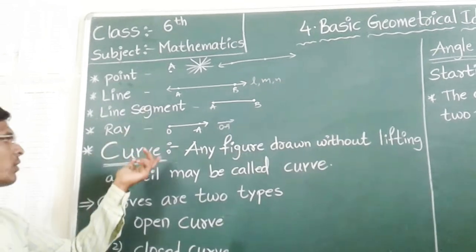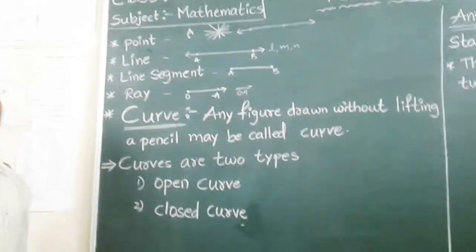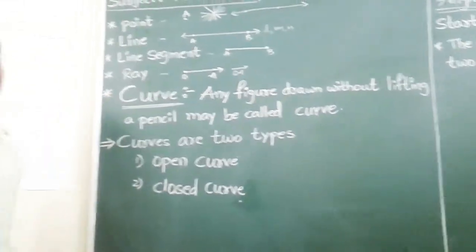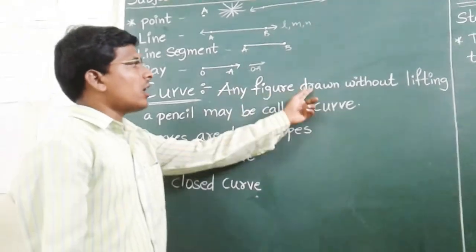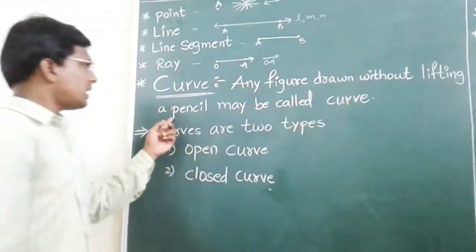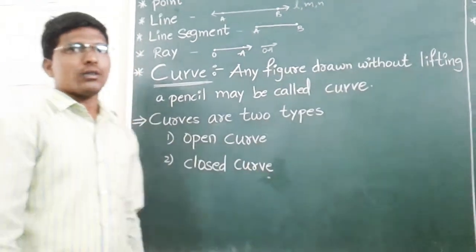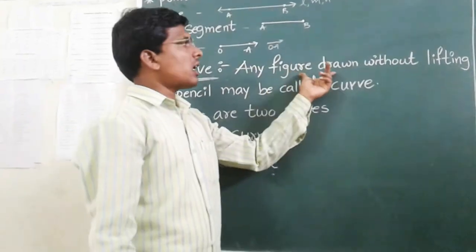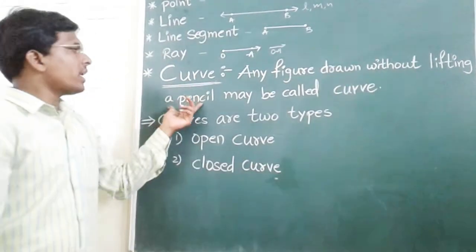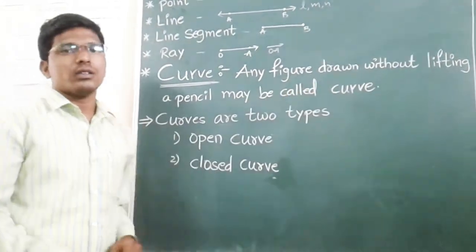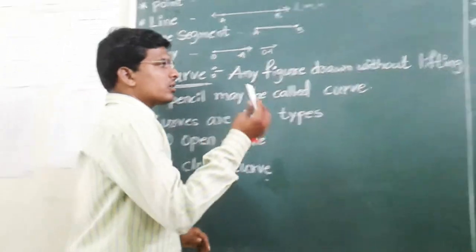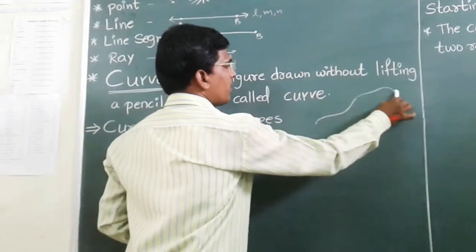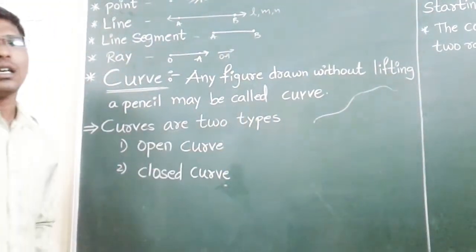Next, in today's class we are going to learn about the curve. What is meant by a curve? Any figure drawn without lifting a pencil may be called a curve. Once again, listen: any figure drawn without lifting a pencil may be called a curve. Assume it is a pencil; without lifting it, you can draw any figure. That is called a curve.